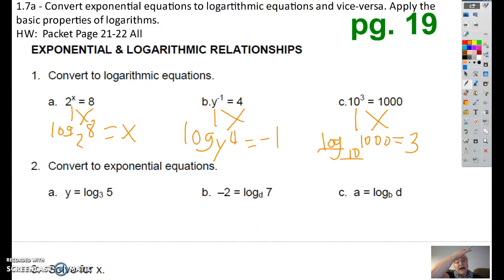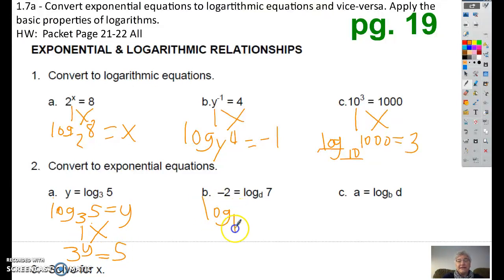Converting between log and exponential. Remember, first thing we do is we rewrite the equation with log base 3 of 5 equals y, the log base 3 of 5 on the left. Roman numeral 9: 3 raised to the y power equals 5.